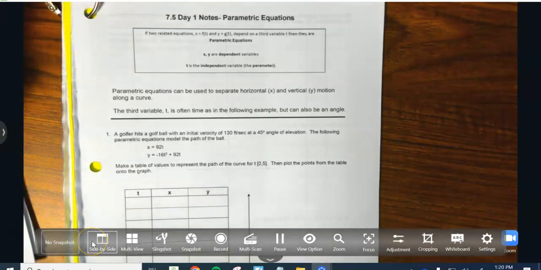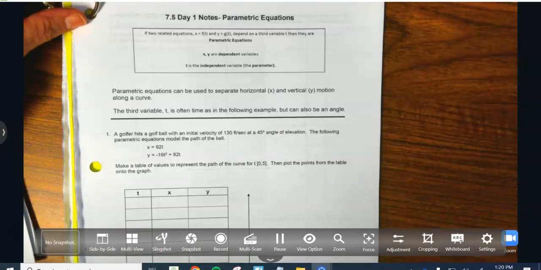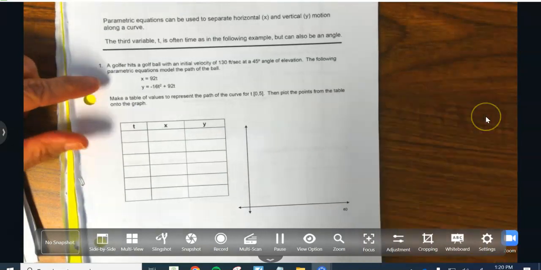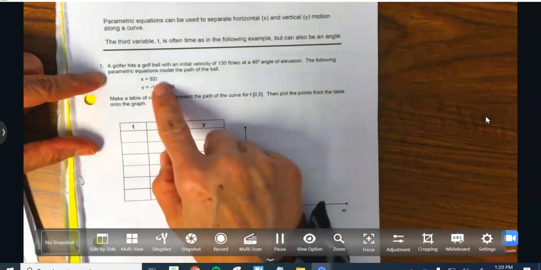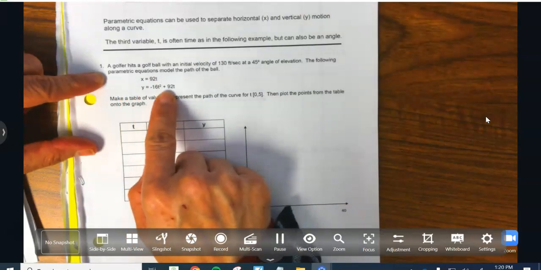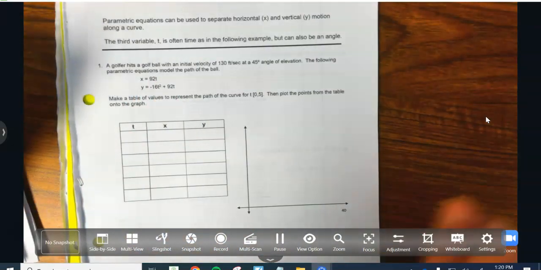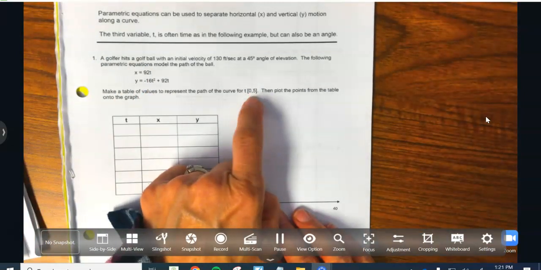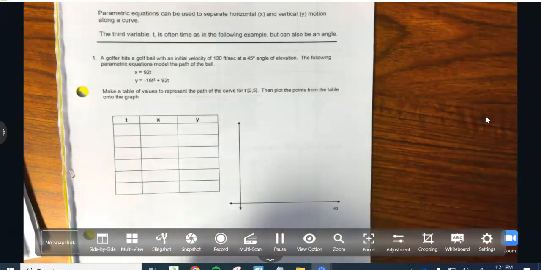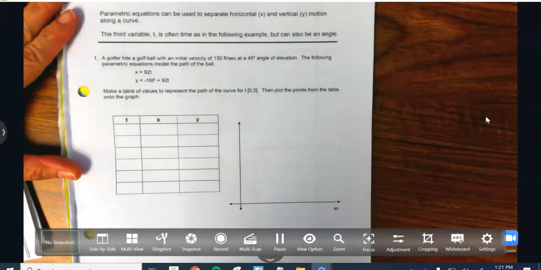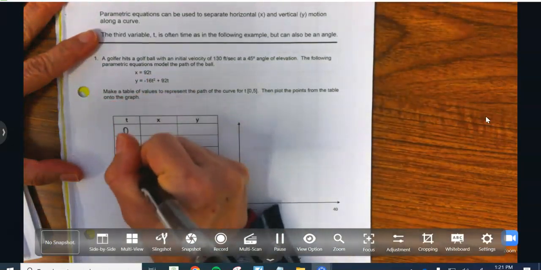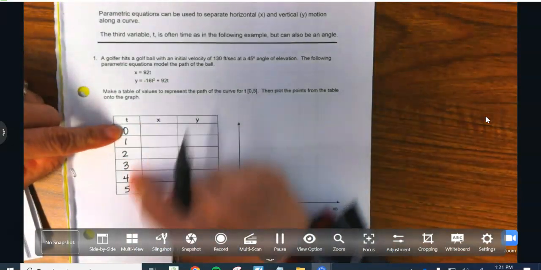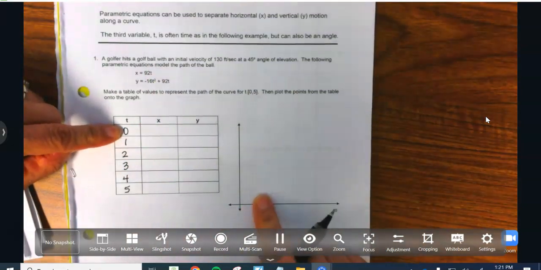What we are going to do is take a look at this golfing example. Somebody hits a golf ball and that's the straight line motion. This is going to be the parabolic motion. We're going to graph these two pieces together. We're going to set a domain of time of 0 seconds all the way up to 5 seconds. So 0, 1, 2, 3, 4, 5. And we're going to plug these into both of these, and that's going to become our ordered pairs.